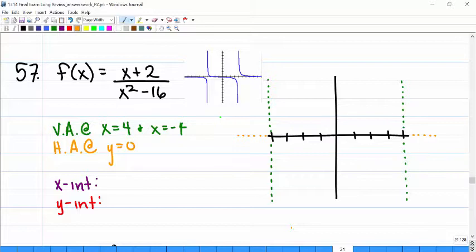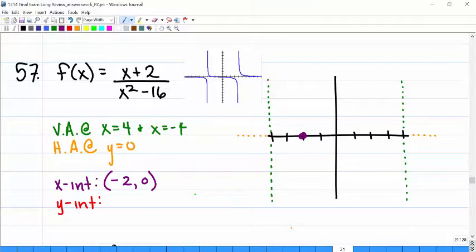X-intercept: I set y equal to 0. So I'm really solving when does the numerator equal 0? When is x plus 2 equal to 0? That's when x equals negative 2. So my x-intercept is at (negative 2, 0), right here.